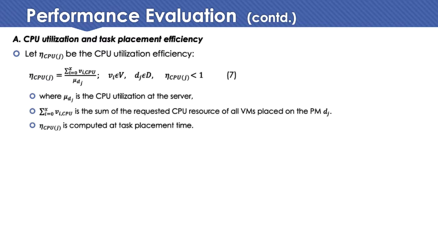We conduct two sets of experiments. First, we look at the CPU utilization and task placement efficiency of the proposed APEnergy scheduler, and we compare the results with RTC and HEFT. In order to determine the efficient utilization of resources such as CPU for physical machines, we consider the task placement efficiency of the proposed scheduler. This can be determined by analyzing the ratio of CPU resource requested by a virtual machine versus the actual utilization of CPU at a physical machine, which is given in equation 7.